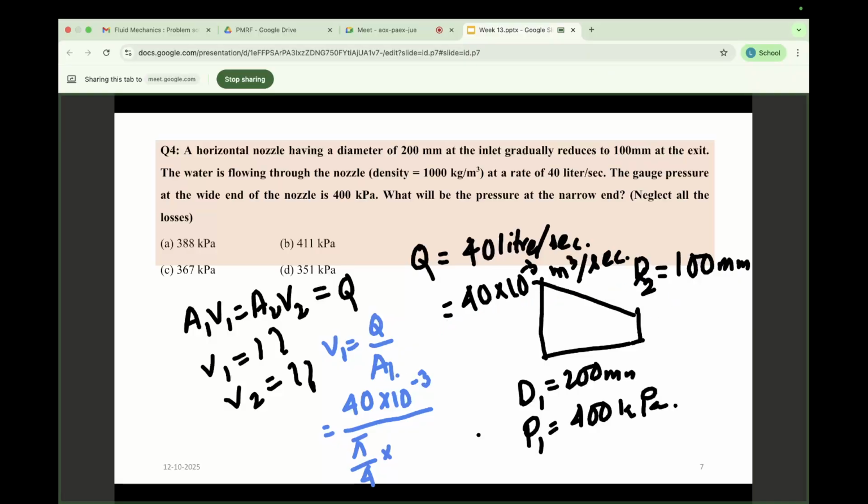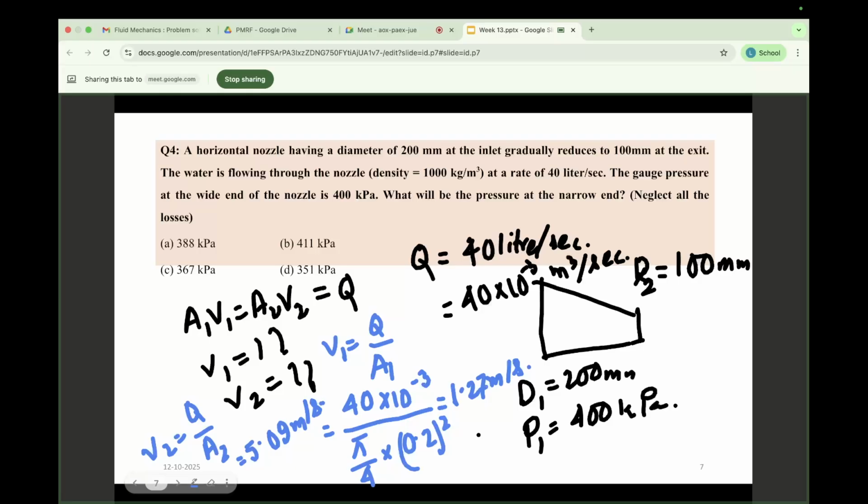So what is d here? The diameter is 200 mm, which is 0.2 m. So if you calculate this, you will get 1.27 meter per second. This is V1. Similarly, you can find V2 using Q by A2, the same formula, and you will get 5.09 meter per second.